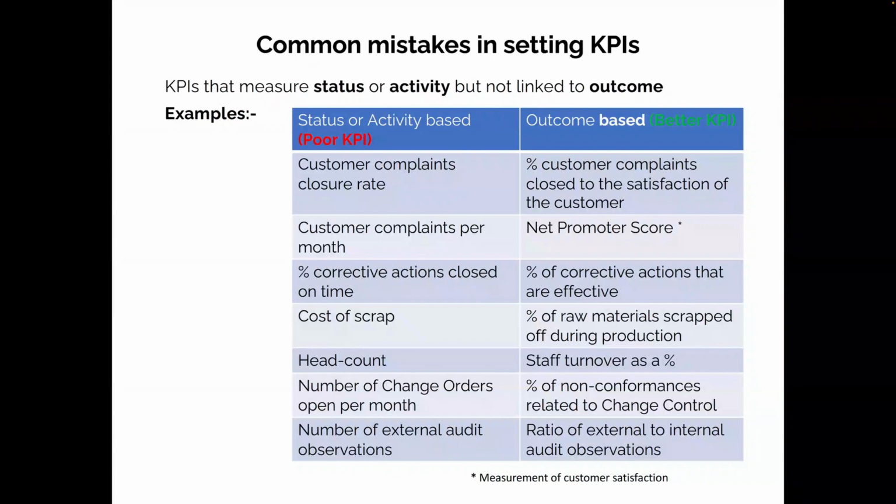Similarly, external audit observations. External audits generate observations. So one metric could be to measure the sheer number of those observations. A better metric is the ratio of your internal versus your external observations. Are you finding things internally before they're found by external inspectors? That's a more powerful metric in terms of it measures the ability of your internal audit process to actually uncover issues before they're uncovered by external agencies. So that's a much more powerful metric than just measuring the number of observations you get externally.